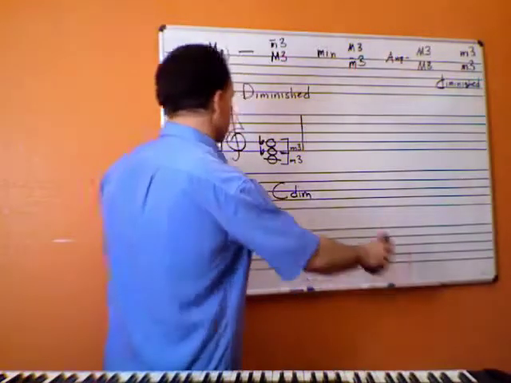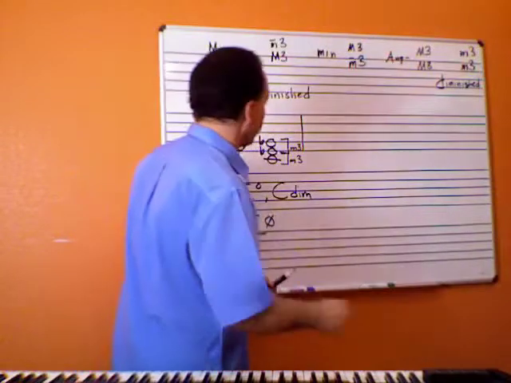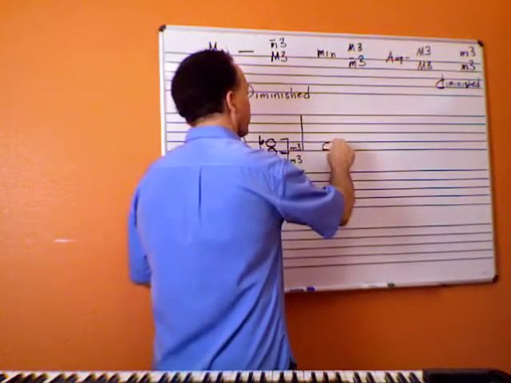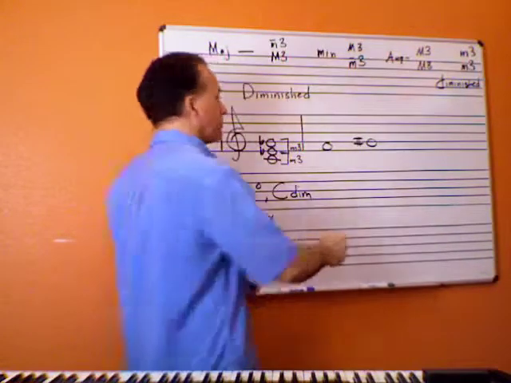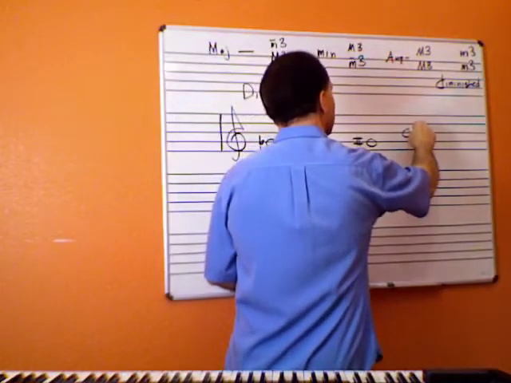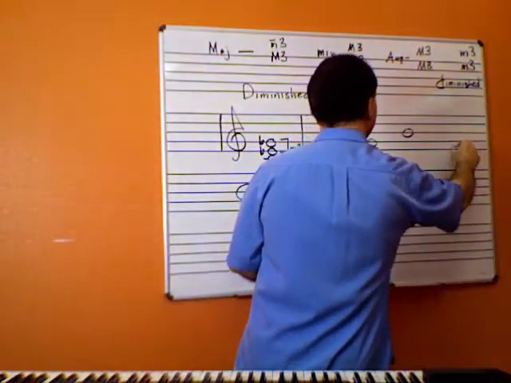So let's build a few diminished triads from some different pitches. I think we can leave that up there. How about building a diminished triad from F? How about from G sharp? That's going to be a tough one. How about from B? And then finally we'll leave it at E.